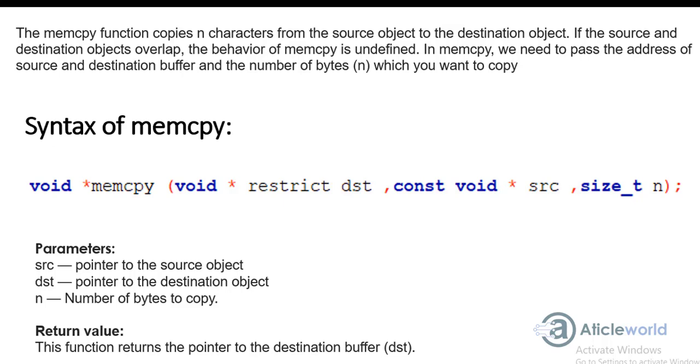Here one thing you need to notice, we have used const keyword with the source buffer. Why? Because we don't want to manipulate the data of source memory. Here we have not used the const because here we are copying the data in destination memory. So let's see a small program to understand the working concept of memcopy function.